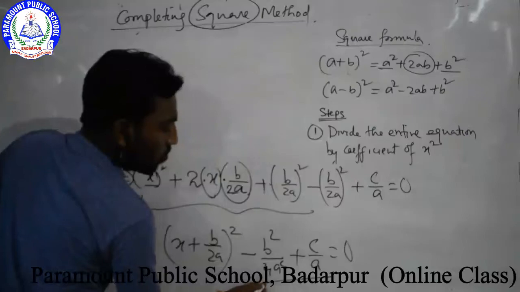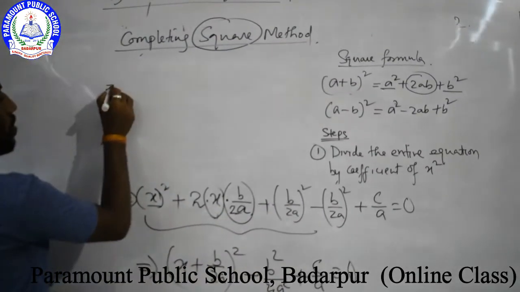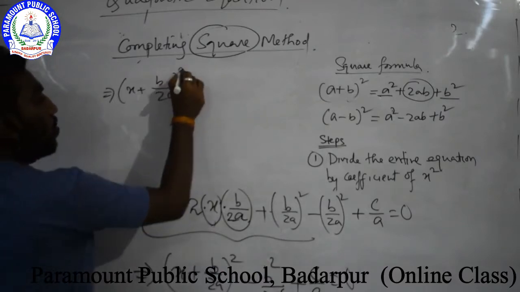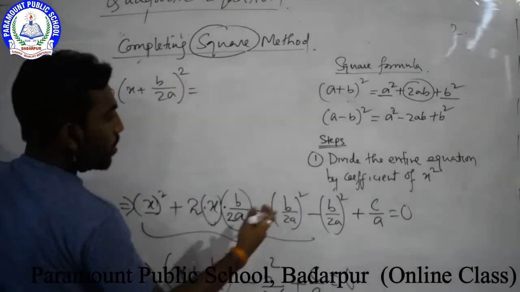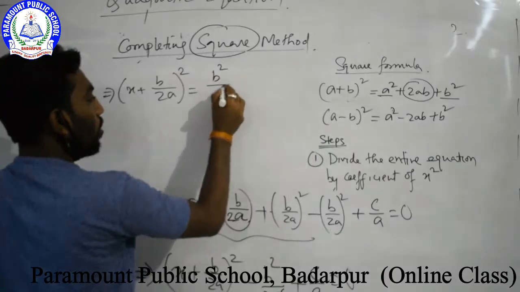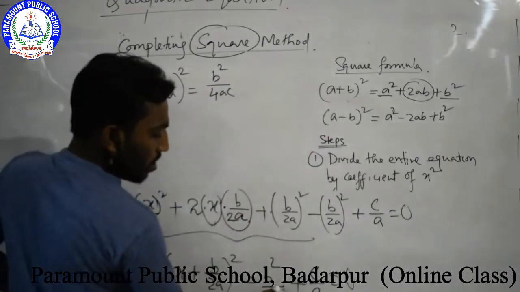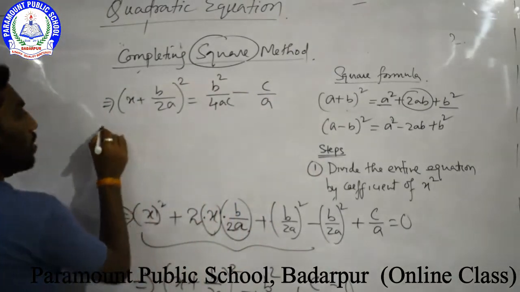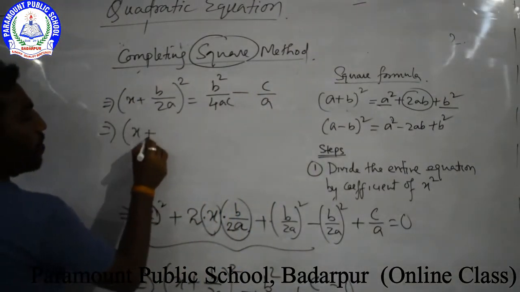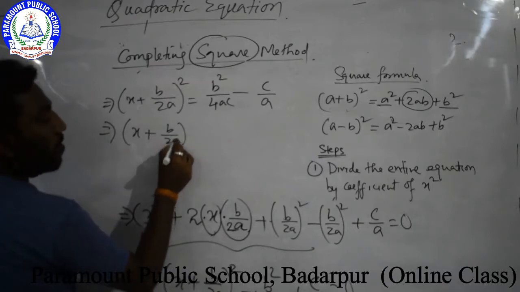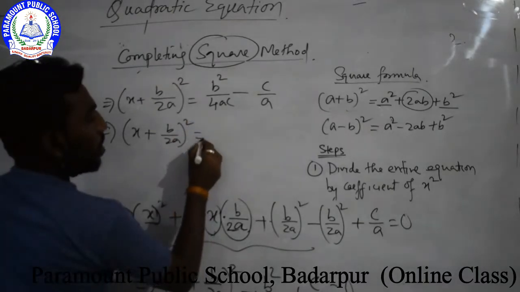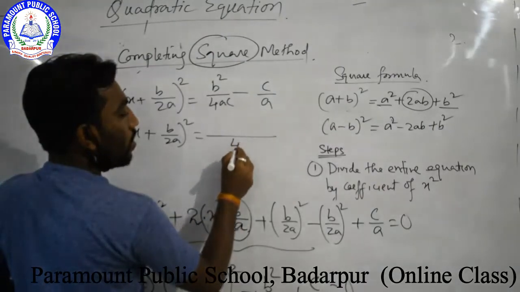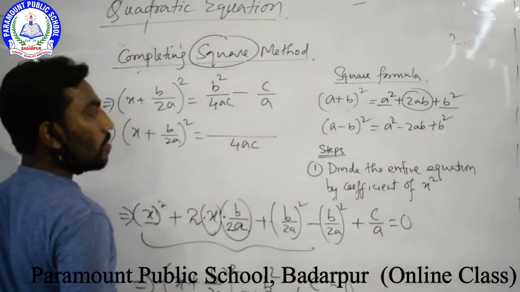Now take this value to the right hand side. X plus b by 2a whole square is equal to, this minus sign will go that side and it will become plus, and this plus will go this side and it will become minus. Now let us take the LCM. Keep the left hand side same. Take the LCM in the right hand side. LCM of 4ac and a will be 4ac.